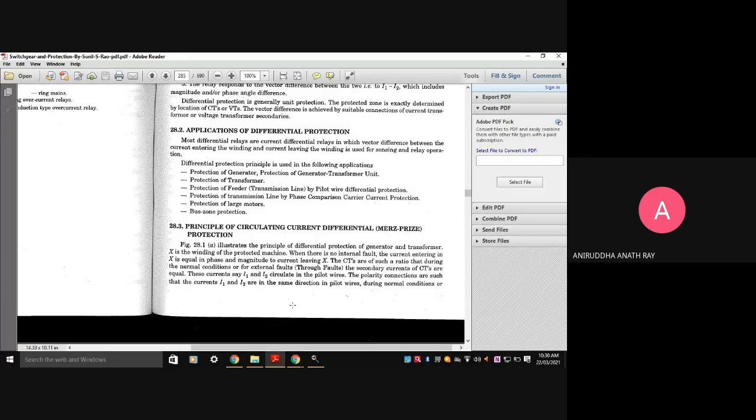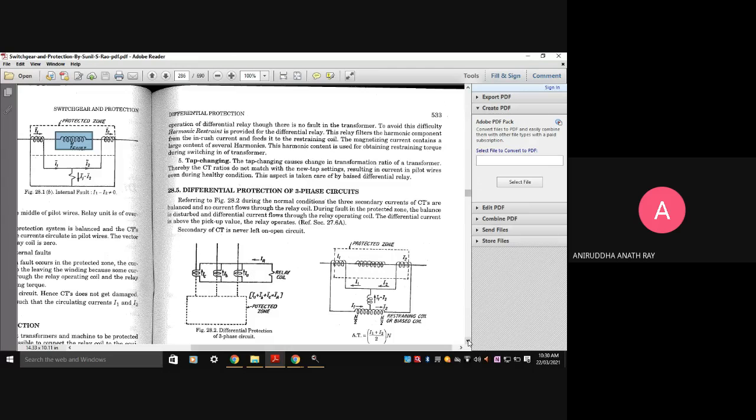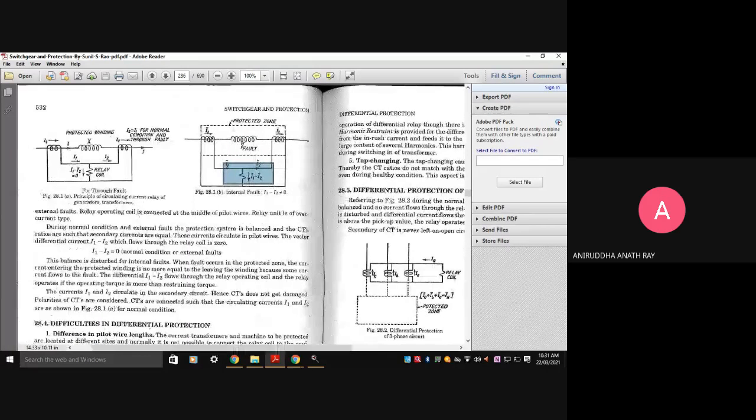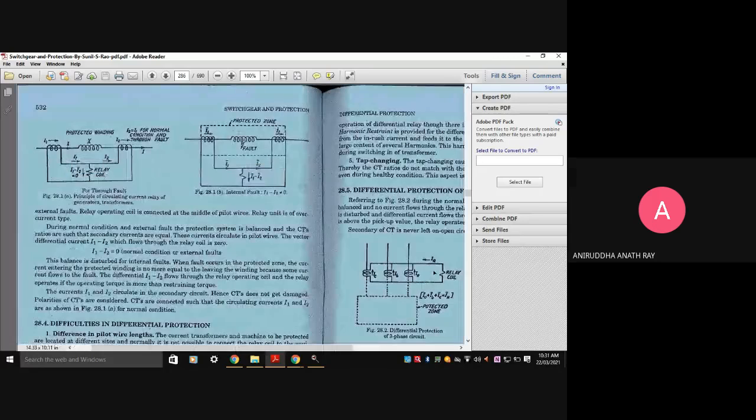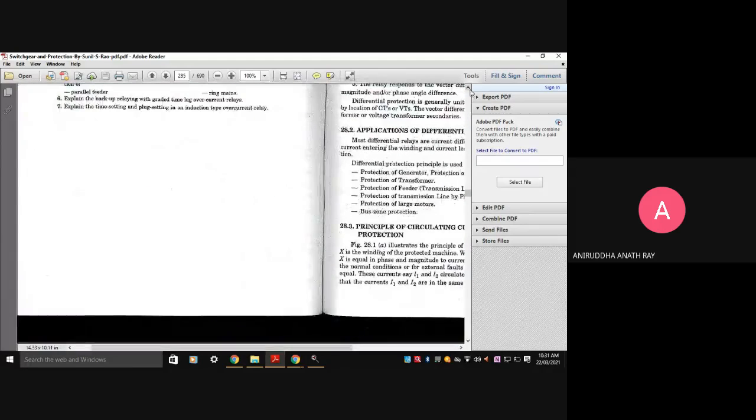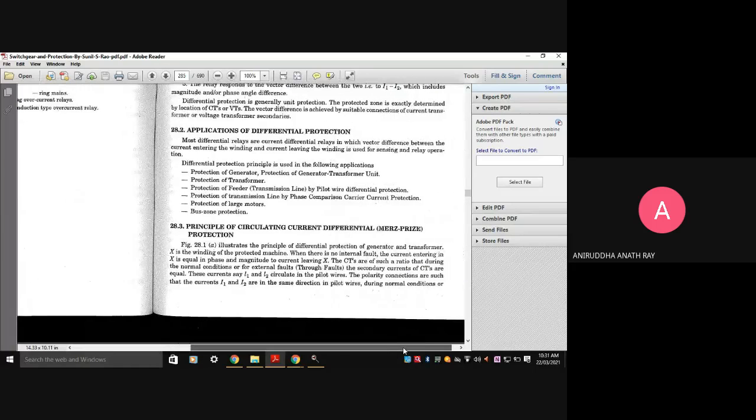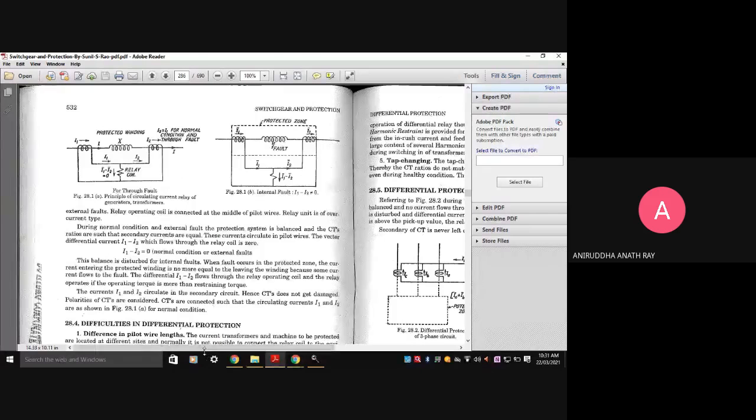First I'll show you what the pilot wires are. As you can see over here, these two wires are called the pilot wires. So I1 and I2 circulate in the pilot wires. The polarity connections are arranged in such a way that the currents I1 and I2 are in the same direction in the pilot wires during normal conditions or during external faults.